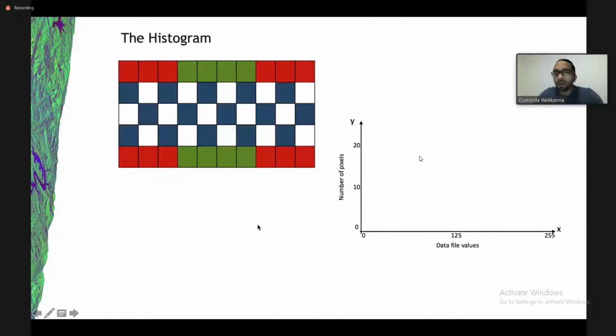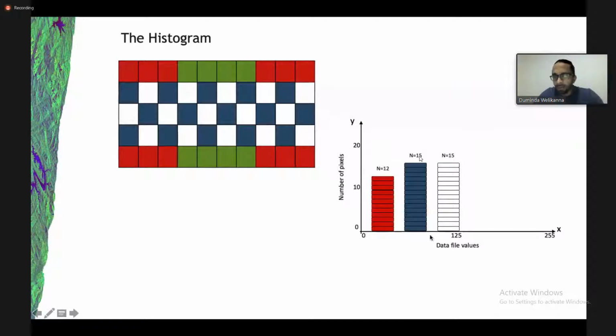So if I plot the colors with number of pixels, you know the number of red pixels in this image is 12. And number of gray pixels, 15. Number of white pixels, 15 again. And number of green pixels is 8. Just a simple plot. It shows us how these particular gray levels or particular pixel values are occurring, right? How it is occurring.